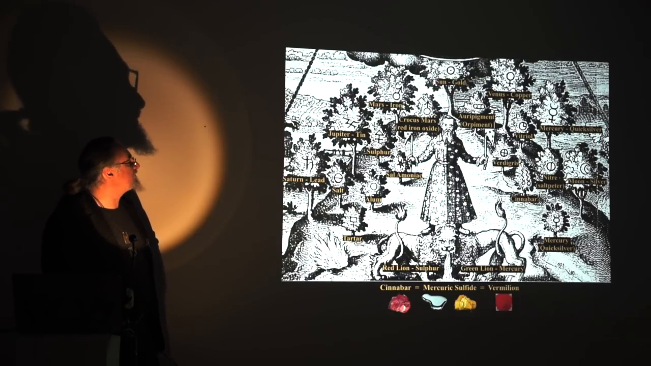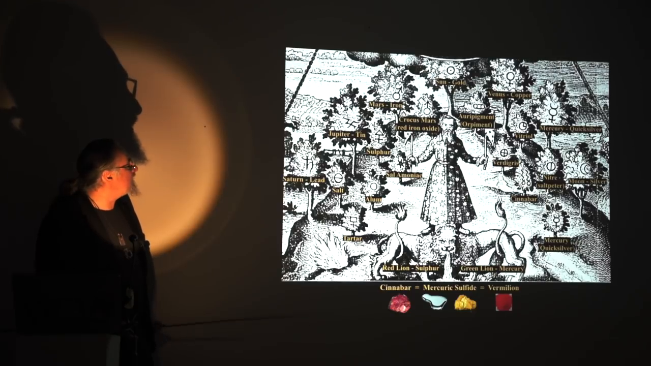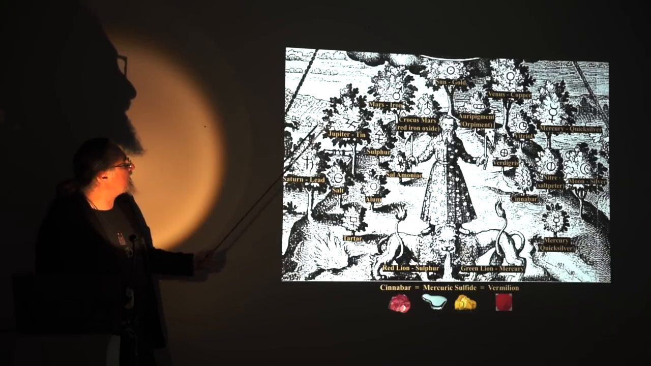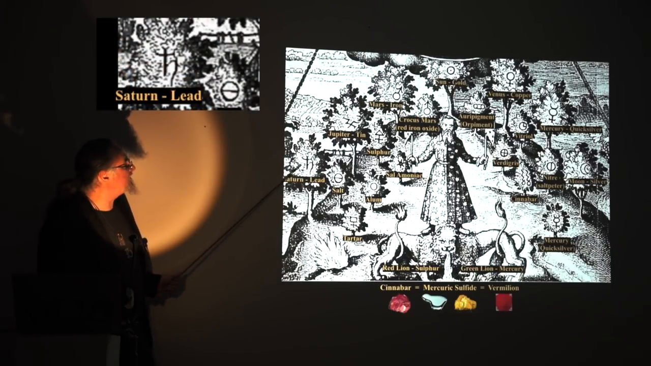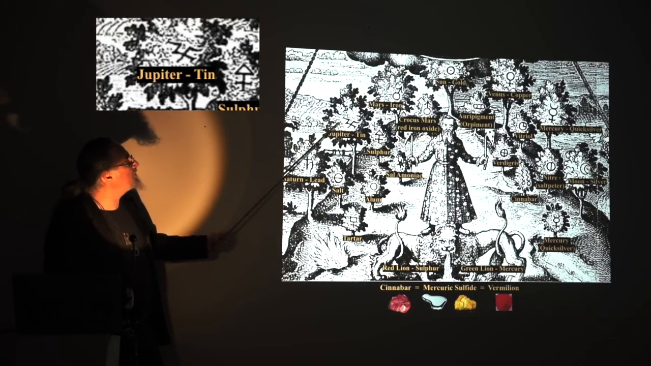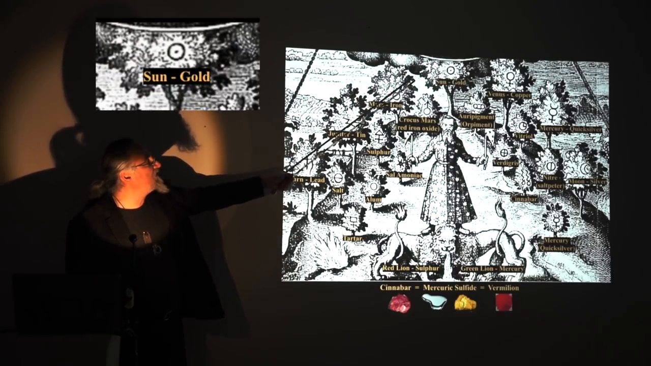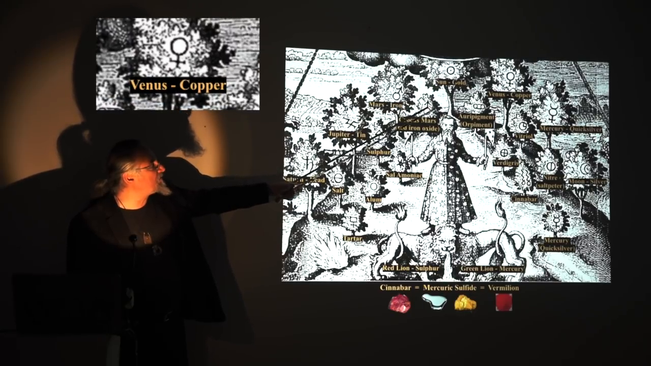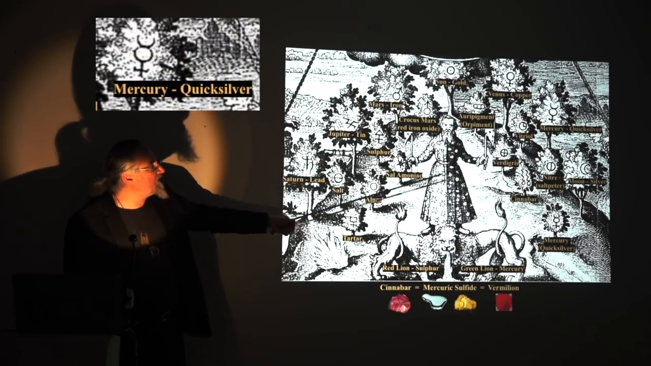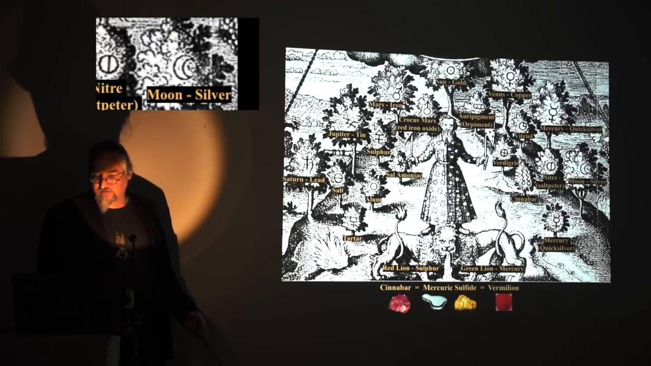The outer ring of trees have to do with the planets and their metals. And you can see that because the symbol for that planet and metal is in the tree itself. Here you have the Saturn lead symbol, the Jupiter tin symbol, the Mars iron symbol, the Sun gold symbol, and then moving over, Venus copper, Mercury quicksilver, and the Moon, which is silver.